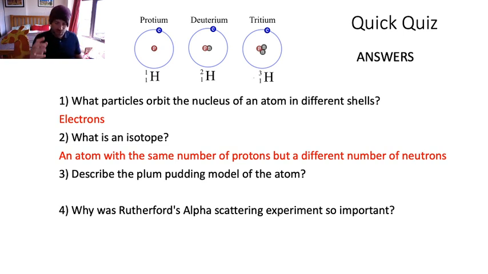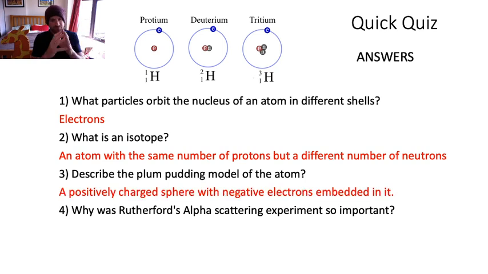Good. Now, plum pudding. The plum pudding was after J.J. Thomson discovered the electron. And if you can remember, he said that you had a positive sphere of charge with lots of little negative electrons embedded in it. Okay, so that's why they call it plum pudding, because it's like a pudding with plums in it. This is like a positive ball of charge with electrons in it. All right, so that's what plum pudding is.